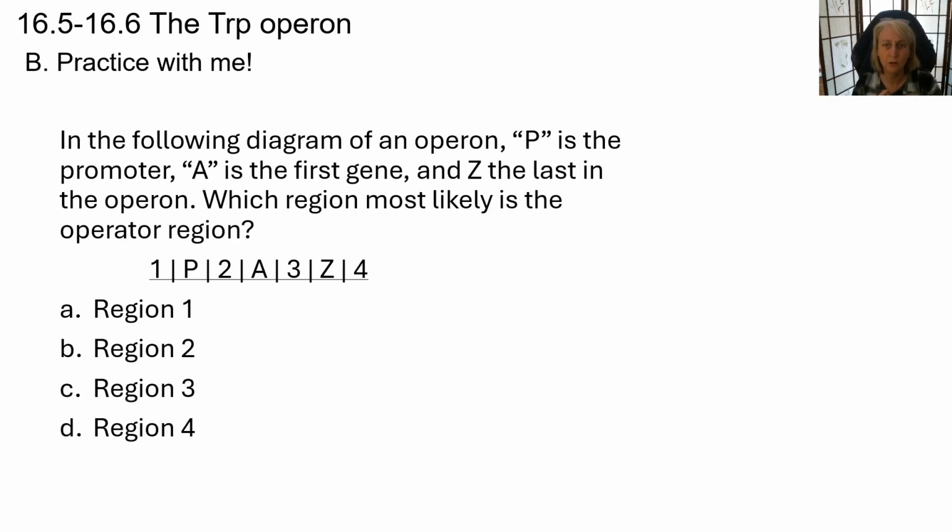And my other question, a little bit to think about: this is an imaginary operon. P is the promoter. A is the first gene. Z is the last gene. 1, 2, 3, and 4 are places where I can insert something. I'm going to designate either 1, 2, 3, or 4 as the operator. Where is the operator? Should the operator go before the promoter, after the promoter, or in between, or after the genes?